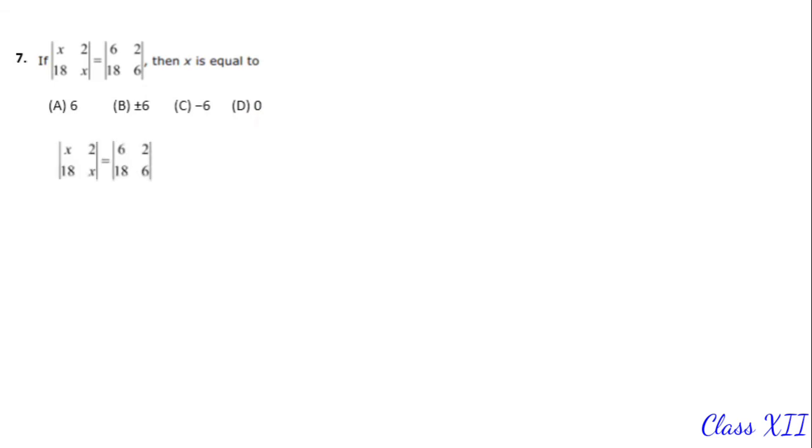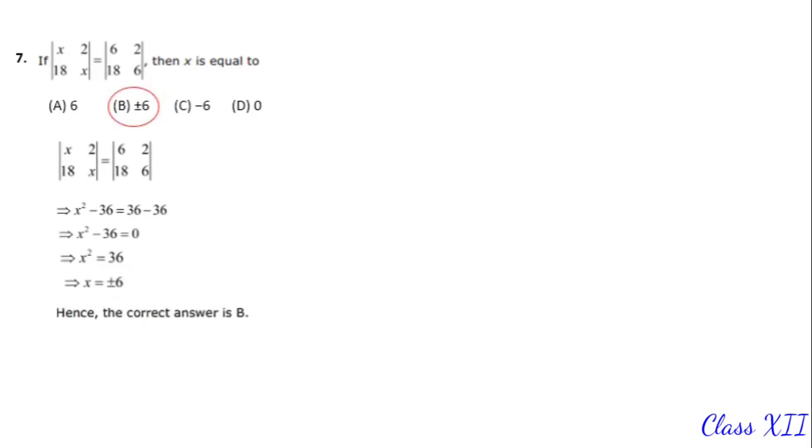Go for the calculation. The given statement is written: x 2 18 x is equal to 6 2 18 6. Evaluate it: x into x is x square, 18 into 2 is minus 36, equal to 6 into 6 is 36, minus 18 into 2 is 36. Then x square minus 36 equal to 36 minus 36 is 0. That is x square is equal to 36. That is x is plus or minus 6. So plus or minus 6 means the correct answer is B. So B we have to mark.